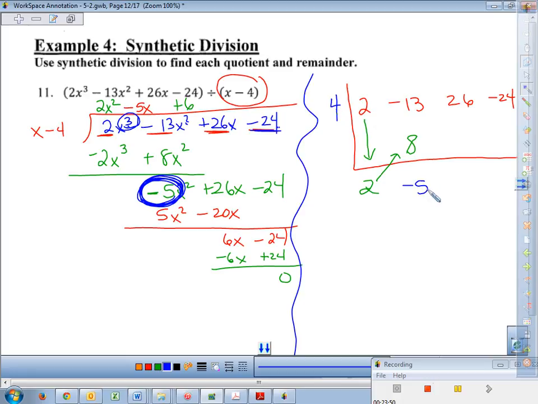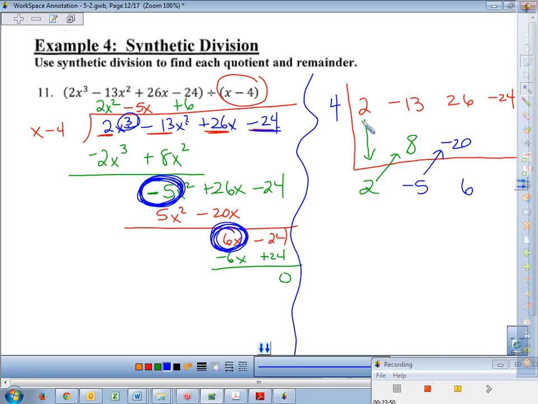4 times negative 5 is how much? That goes right in here. Whatever you get, it just goes back in there. Negative 20. Cool? Then you add these together. What's 26 and a negative 20? Positive 6. Time out. Isn't that what this turned out to be right here? That positive 6 right there.